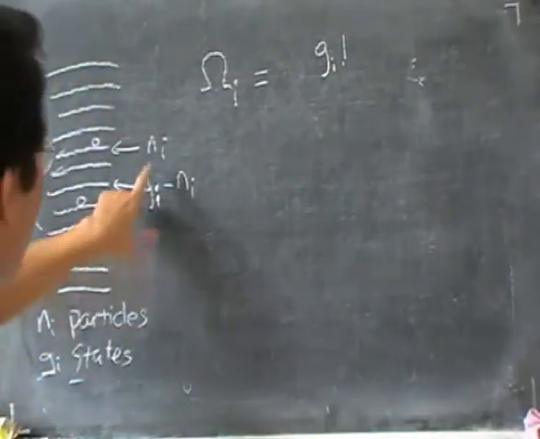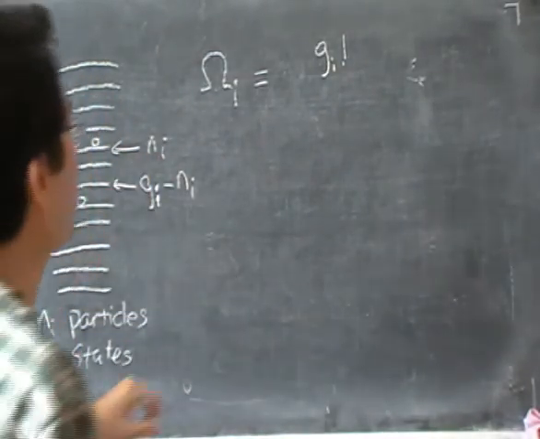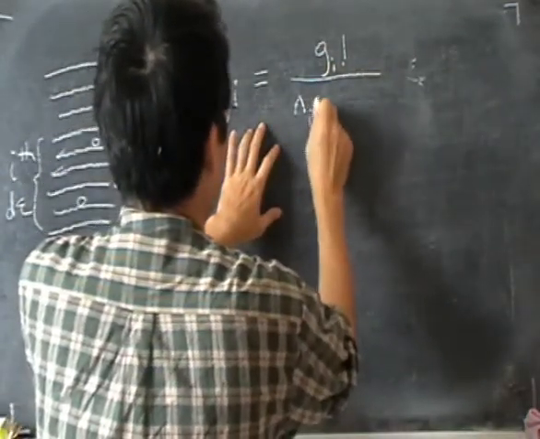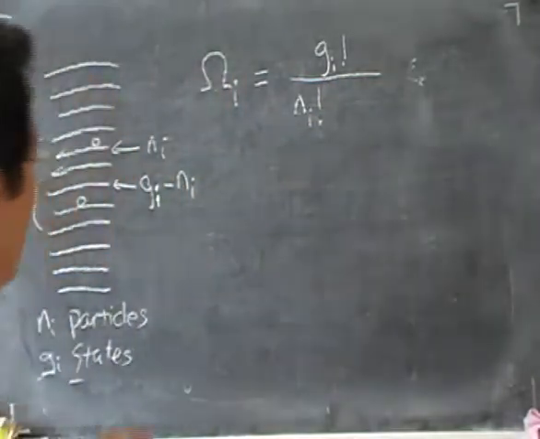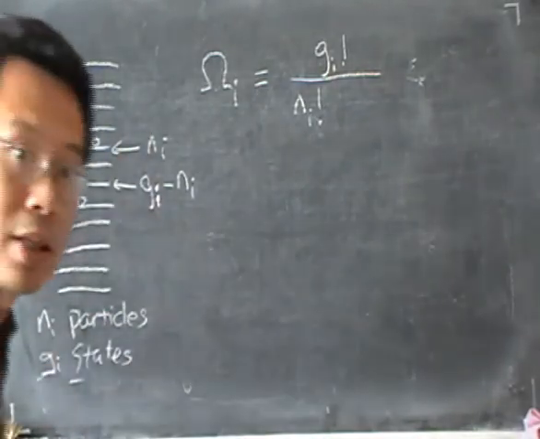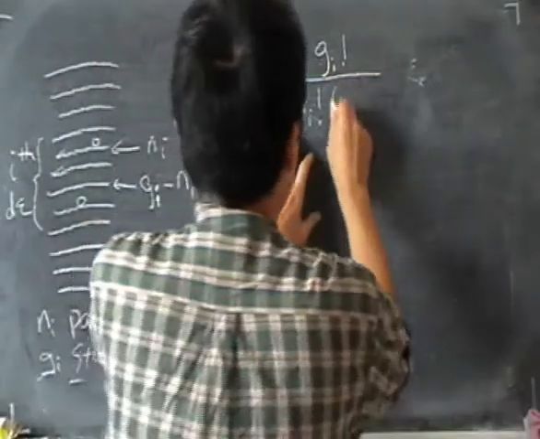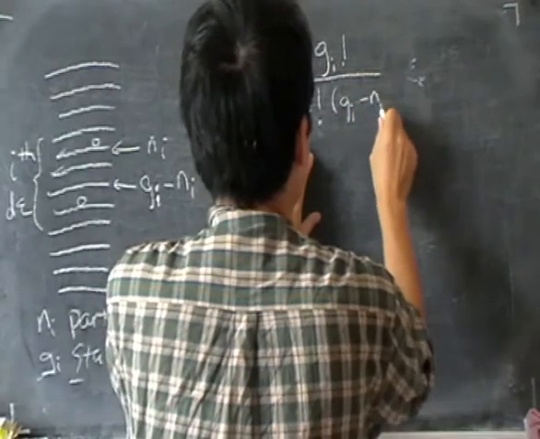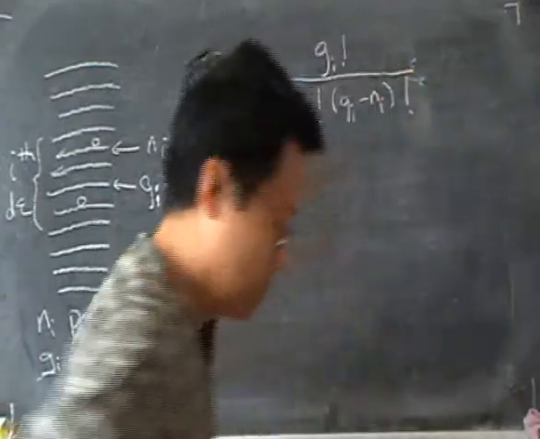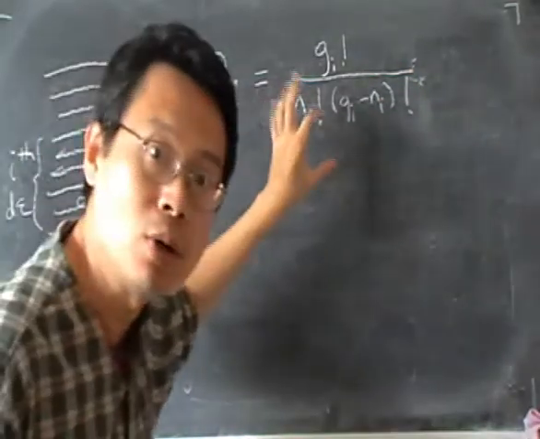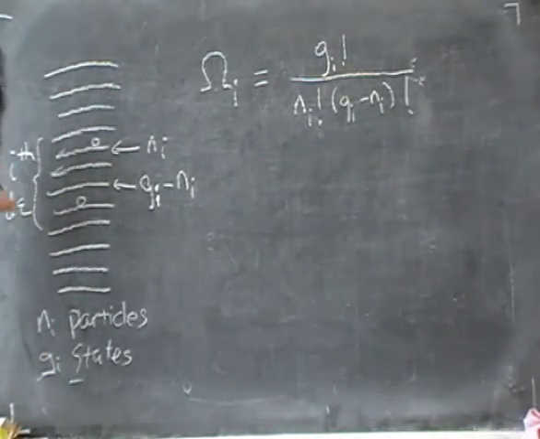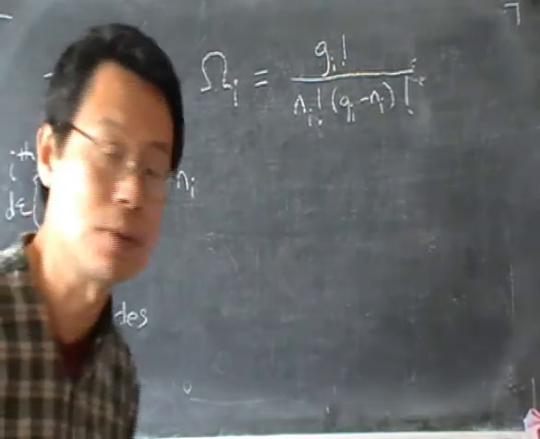But because ni of them are identical, the ball line object, we have to divide by ni factorial, and gi minus ni of them are identical. Those are just the line object. So we also divide by gi minus ni factorial. So now we have the expression for the number of arrangements of electrons among the states in the ith energy interval.